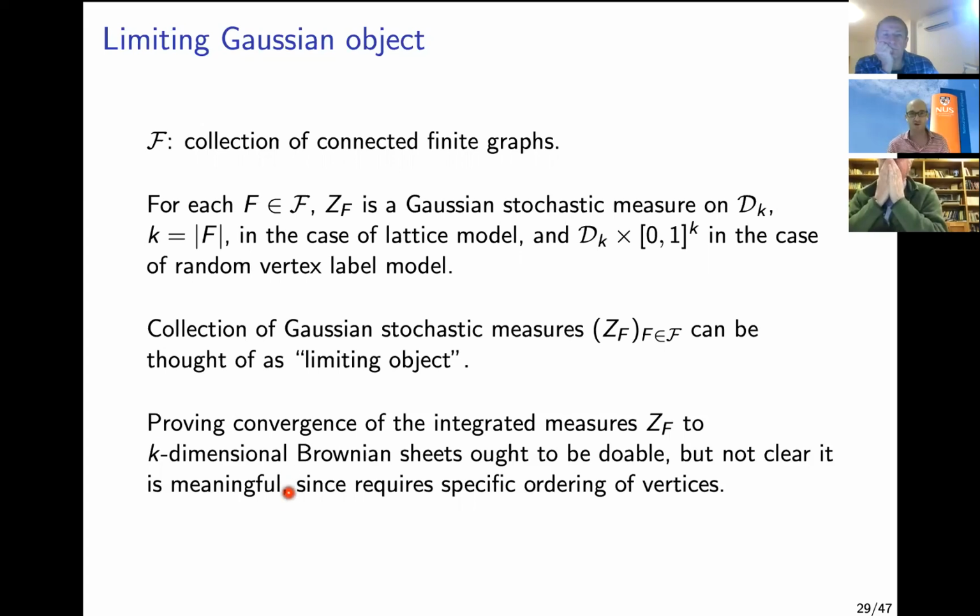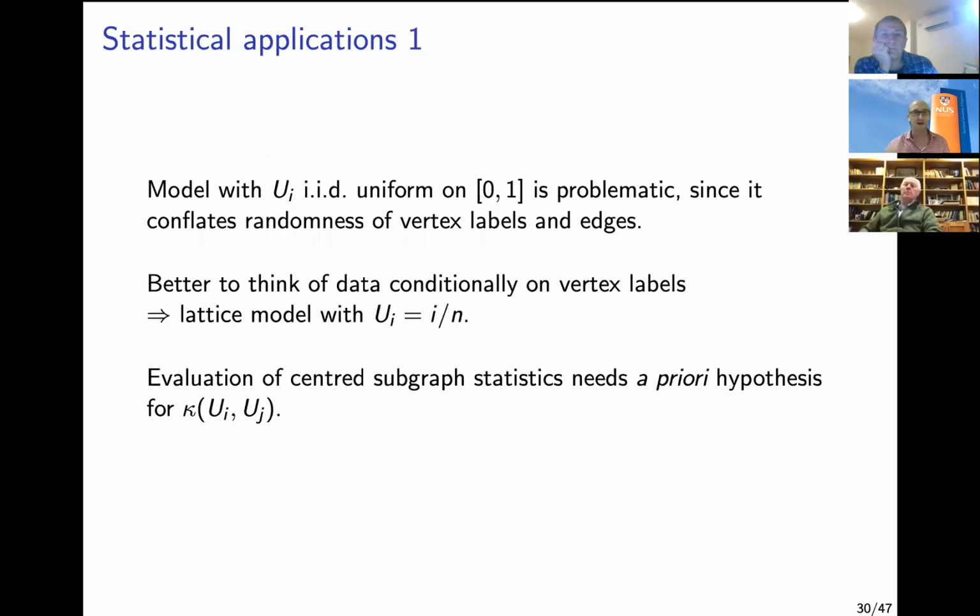I'm not sure how fruitful it is because the ordering of the vertices is still arbitrary. If you start to integrate these white noises, you have to decide on an order, and that order is arbitrary. So I don't know how much meaning we can give to these Brownian sheets. But let's talk about statistical applications, because I hope this theory opens up a new world in how we can do statistical testing for random graphs.